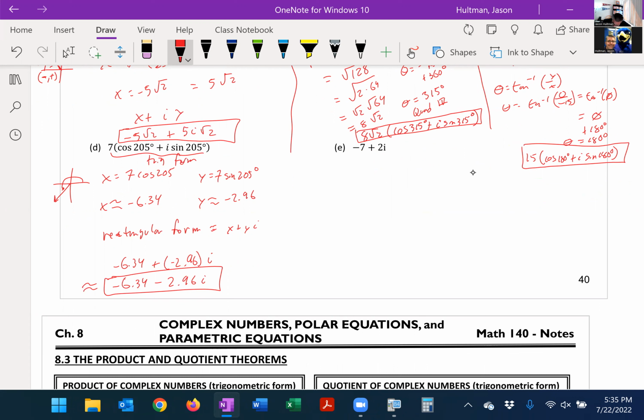What about the last one here? We need to find an r and a theta. So let's work on that. The r we know is going to be the square root of x squared plus y squared. The theta we know is going to be the inverse tangent of y over x. So r is going to be the square root of negative 7 squared plus 2 squared. So r is equal to 49 plus 4, which is the square root of 53. So that's my r. R is the square root of 53.